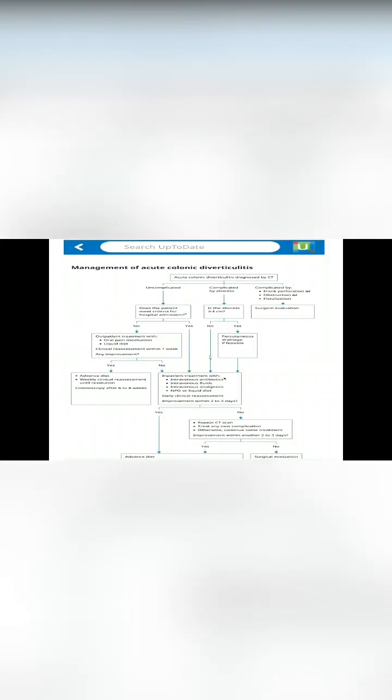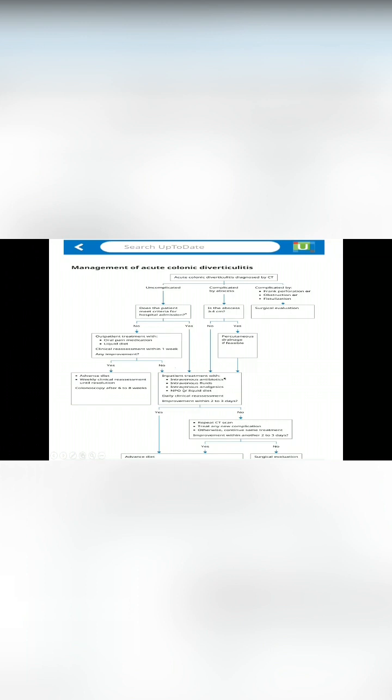This is just a quick summary of how we treat patients with acute diverticulitis. Whether it is complicated with perforation or obstruction or fistulization, if it is very complicated with frank perforation, then we have to do a Hartmann's procedure. This is on the right side of the screen. And if it is uncomplicated, then we treat according to whether the patient needs admission or not.